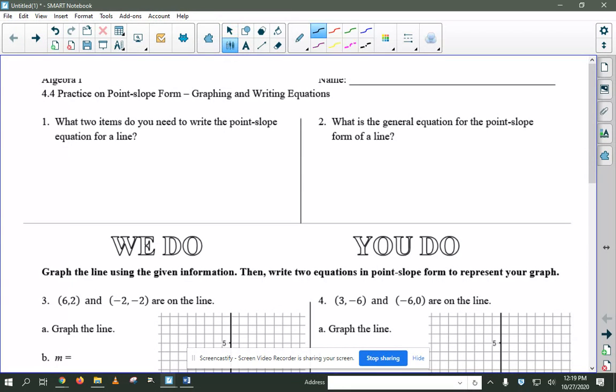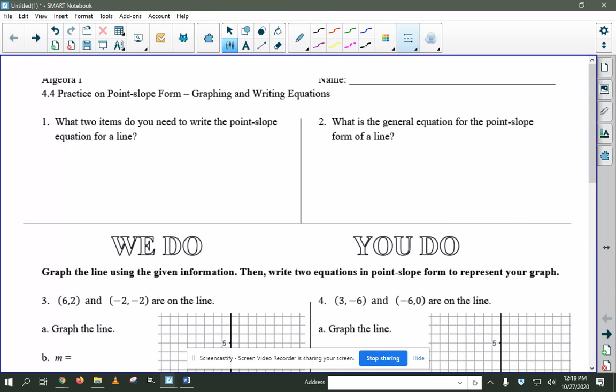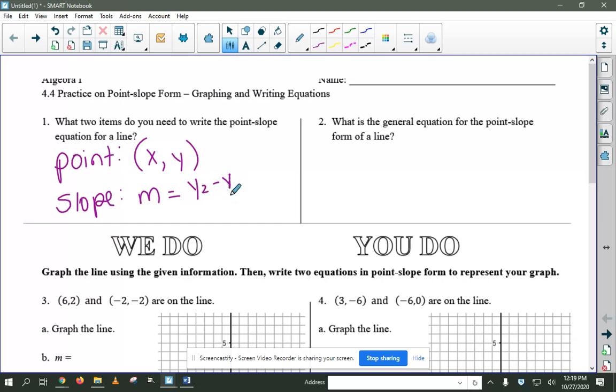Okay, so the thing that we've been talking about the last day or so is this point slope form. It says, number one, what two items do you need to write the point slope equation for a line? Well, in order to write that equation, I need a point, so an x and a y, and we also need a slope. And remember, slope is designated by that m value, and just a reminder, to find slope you could do the change in y over the change in x, or use that formula y2 minus y1 divided by x2 minus x1.